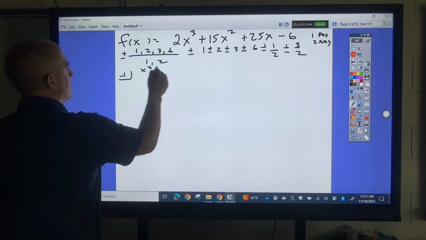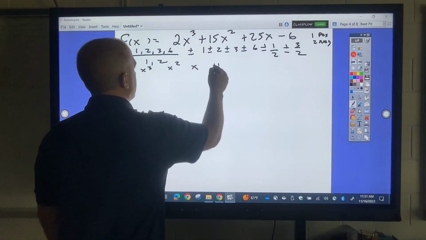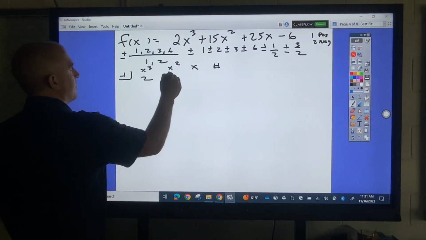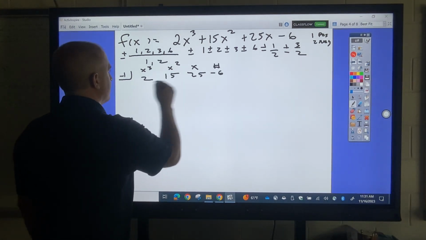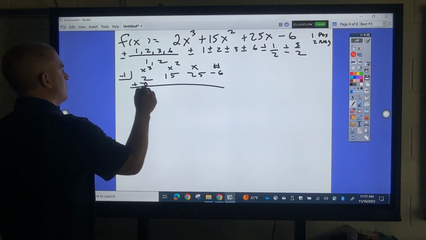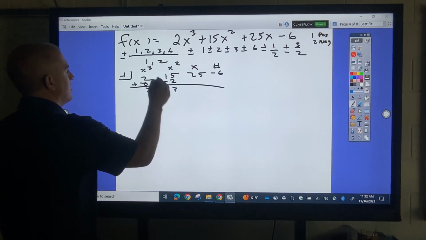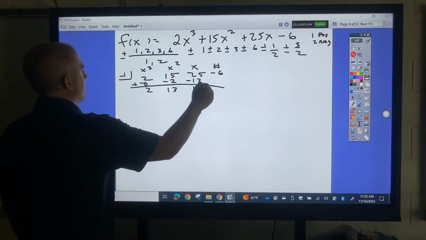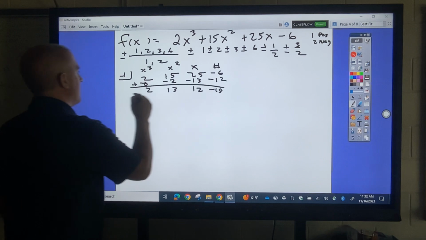I got x cubed, x squared, x, and a number. So that's going to be 2, 15, 25, negative 6. So that's 2, that's negative 2, that's 13, it's negative 13, that's 12, that's negative 12, that's negative 18. So it's not that one.